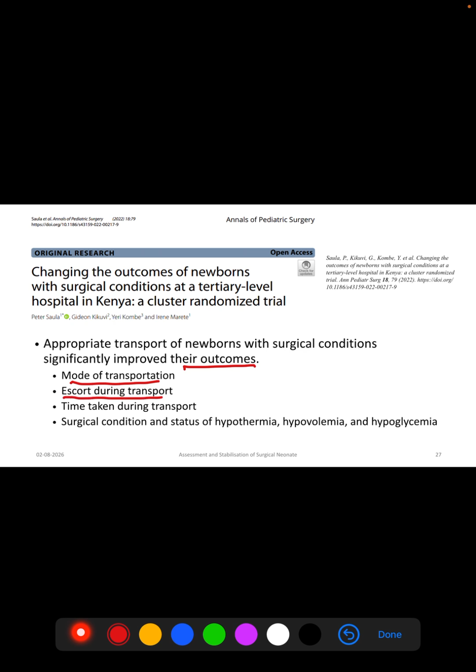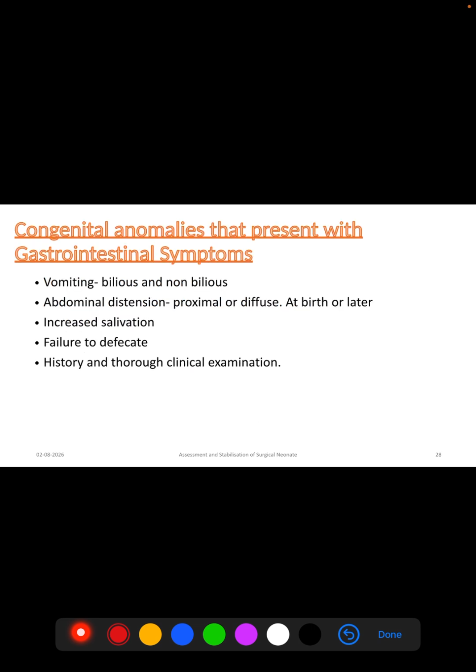And escort during transport, जब बच्चा आ रहा है तो उसको लेके कौन आ रहा है, whether it is any physician, whether it is any pediatrician और just the family members only, कि उनको बता दिया ऐसे करना है, तो उस पर भी डिपेंड करता है. And what was the time taken during transport, and what was the surgical condition and the status of hypothermia, hypovolemia and hypoglycemia, that you have to see.